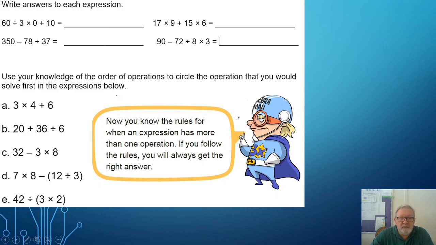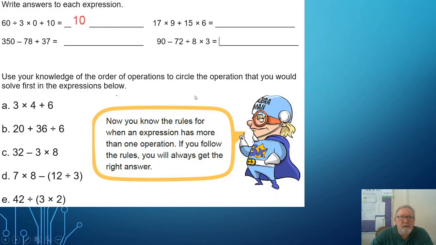So for this next exercise, you need to, up here, calculate each of those. So it's a practice in using our order of signs. And then here, you need to use your knowledge of the order of signs and circle the operation that needs to be done first. So pause the video and work through this page of exercises. All right, do that now. Let's see how you went.